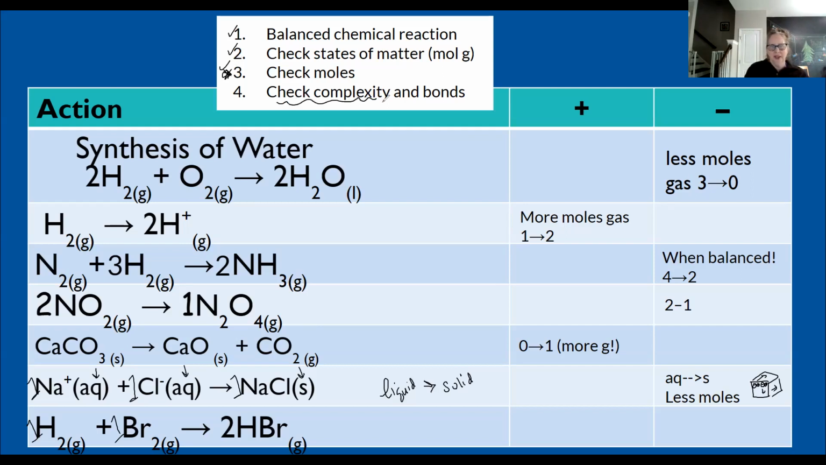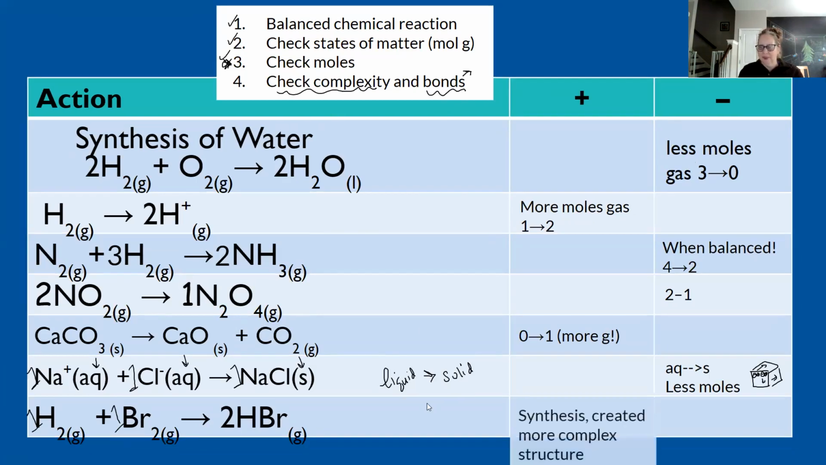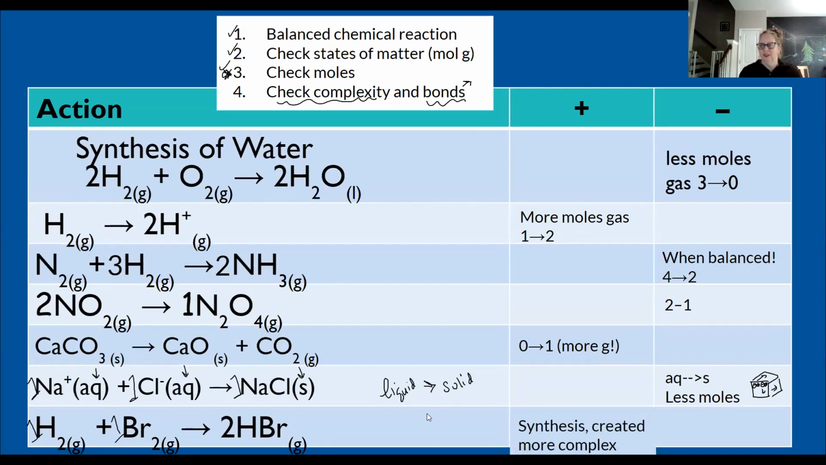Check the complexity or check the bond. So remember, we have information about what is happening when something is breaking or forming, and complexity helps us with disorder. So the rule is when it's more complex, it is going to have more disorder because we have more stuff that is going on, more complex things that are going and being created.